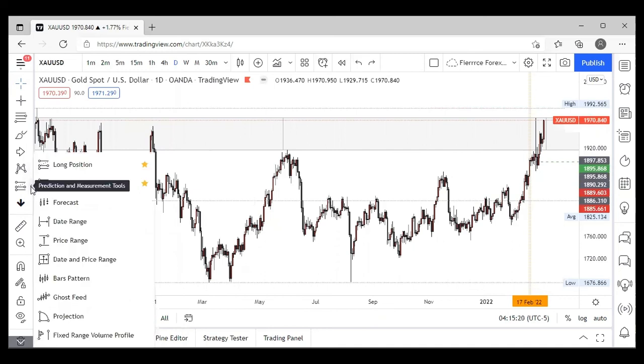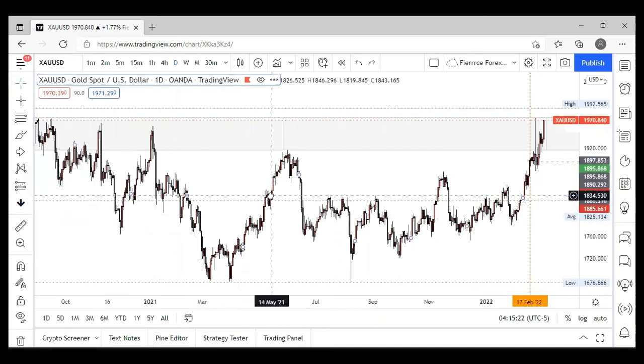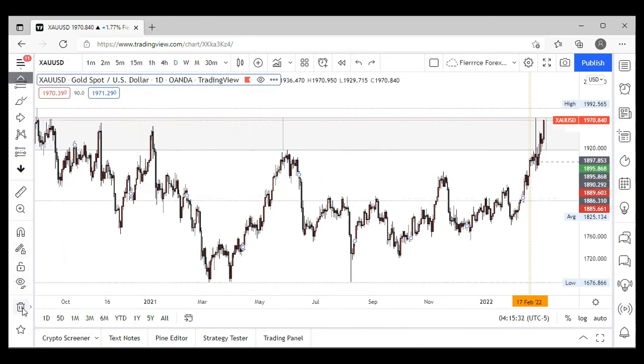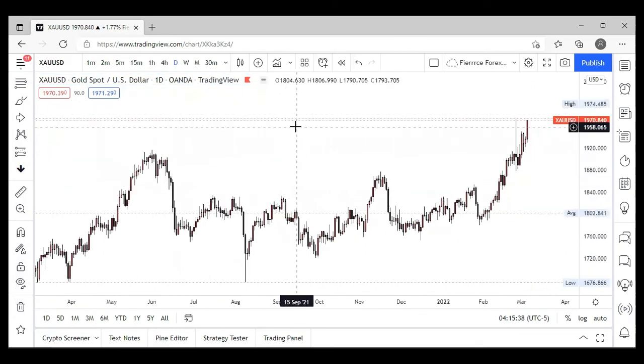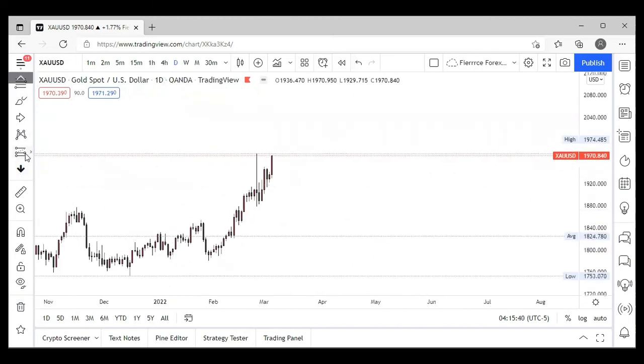Then this is the long and short prediction and measurement tools. This one here. So let me clear. If I want to clear my chart, I just come to this dustbin here, and it says remove drawings, and I click, and all the drawings are gone. Now, we are back to the prediction and measurement tools.